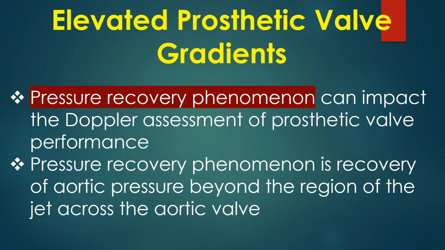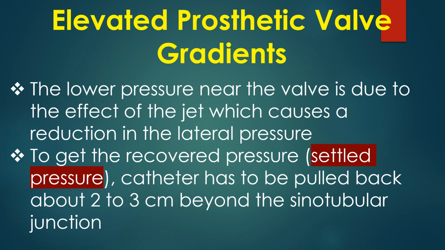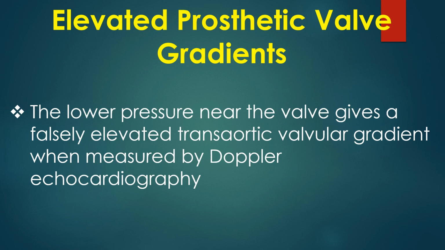Pressure recovery phenomenon can impact the Doppler assessment of prosthetic valve performance. Pressure recovery phenomenon is recovery of aortic pressure beyond the region of the jet across the aortic valve. The lower pressure near the valve is due to the effect of the jet, which causes a reduction in the lateral pressure. To get the recovered pressure or settled pressure, catheter has to be pulled back about 2 to 3 cm beyond the sinotubular junction. The lower pressure near the valve gives a falsely elevated transaortic valvular gradient when measured by Doppler echocardiography.